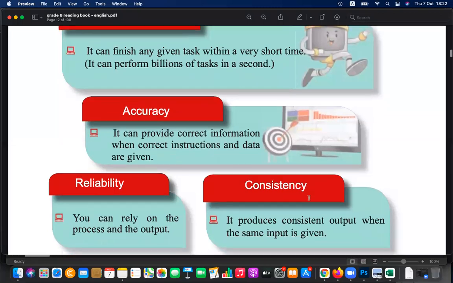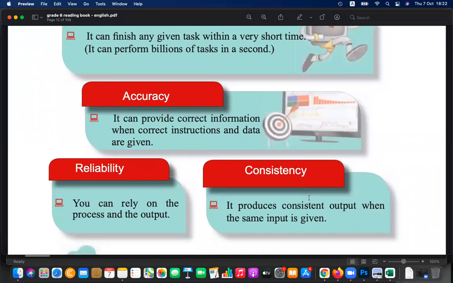Faster, accurate, reliable. You can trust it, and it is consistent. What is consistency? Any idea about consistency, Buddhi? Actually, why I'm revising is because some people missed the first lesson. I'll do that part, but I cannot revise every lesson because we want to focus on practicals, right?